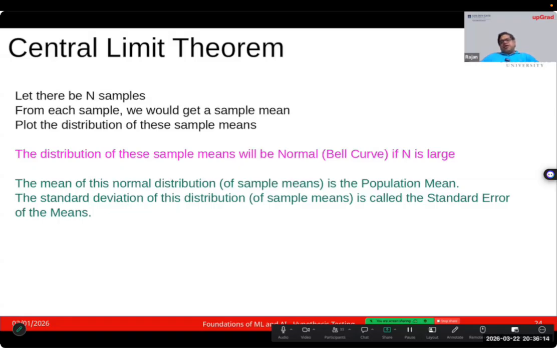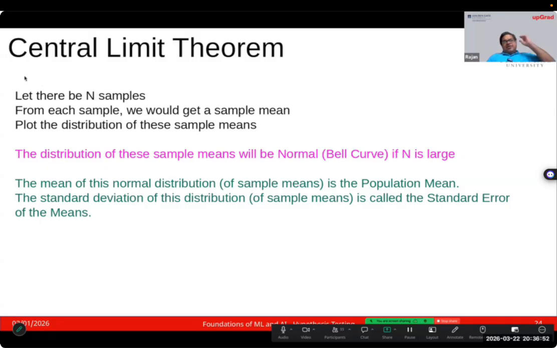Now we ask the question: all these means are not going to be the same. They are going to differ slightly. If I plot the histogram of these 100 mean values, how will the histogram look? And the answer to that question is the central limit theorem.